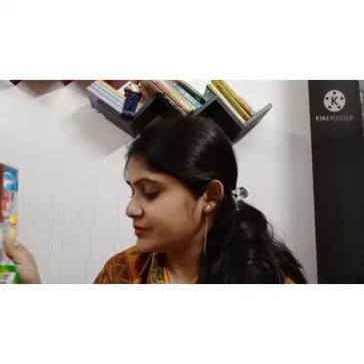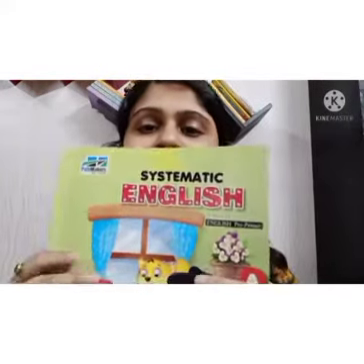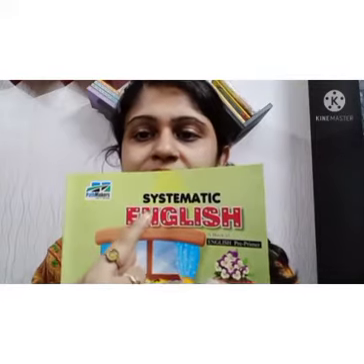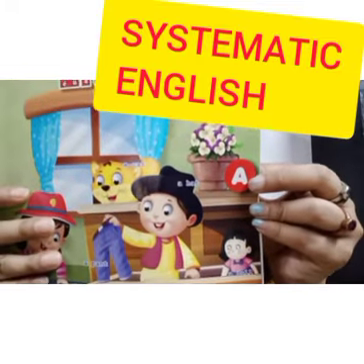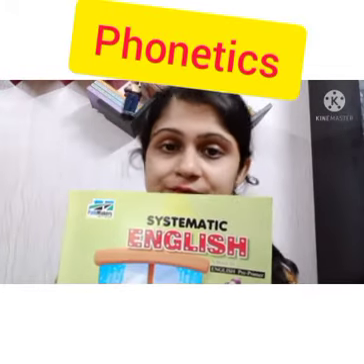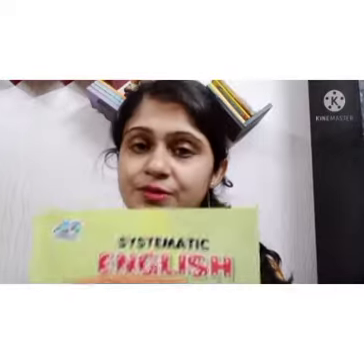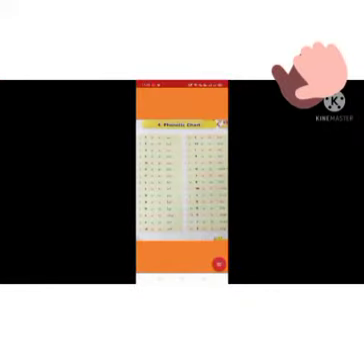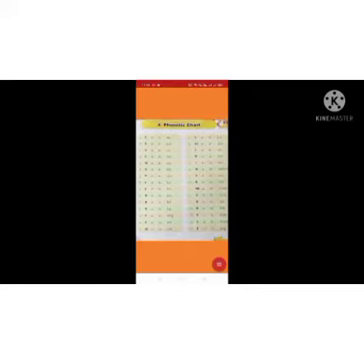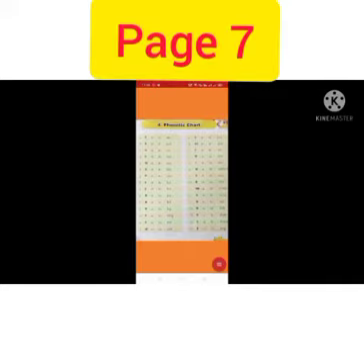Okay? So, I know that you are having this book with you. Let's see this book today and we will go through this book. Systematic English book, you are having book A, right? This book is for phonetics, okay? So today you will take this book and you will repeat the words and the pronunciation and the sound that I say with me, okay? So we will start with this page. Page number 7. All of you open page number 7.